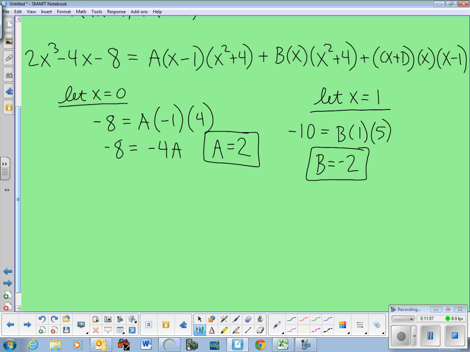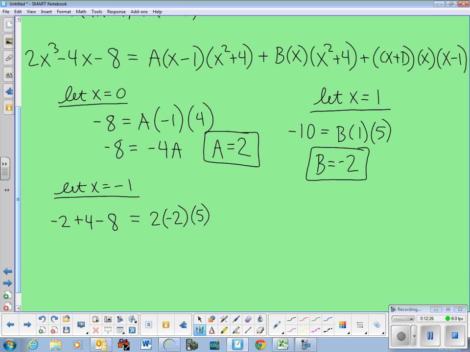All right. If x is negative 1, then I get negative 2 on the left, plus 4 minus 8, and on the right, x is negative 1. So I get a, which is 2, times negative 1 minus 1, which is negative 2, times negative 1 squared plus 4, which is 5. Okay, so there's my first clump.